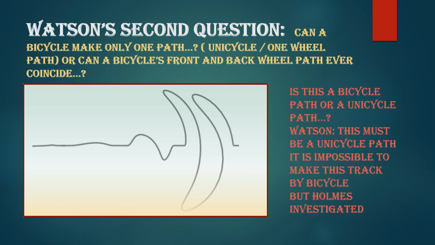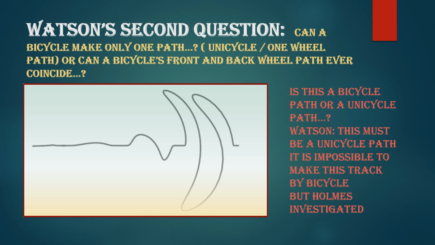Now they move ahead in the right direction. After some time, they found this track on the path. Watson asked his second question: can a bicycle's front wheel and back wheel path ever coincide? Watson believed that this must be a unicycle path, and that a bicycle can never trace such a path in which the tracks of the front wheel and back wheel coincide. But Holmes suspected otherwise. Now the question is, can you drive your bike in such a way that the front wheel and back wheel paths coincide?